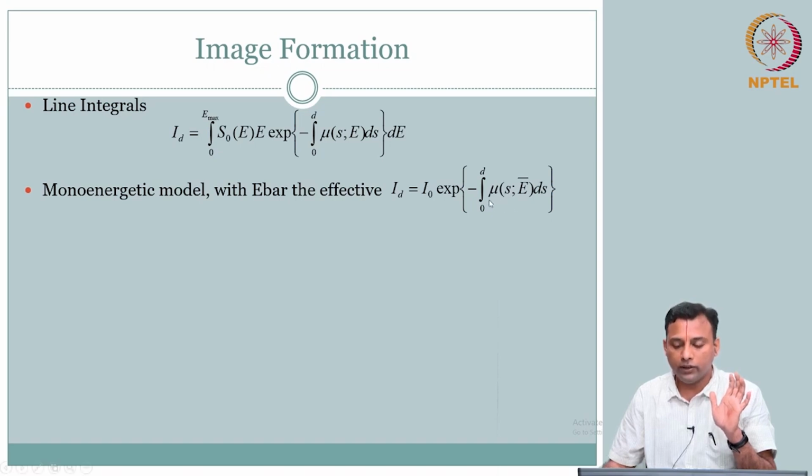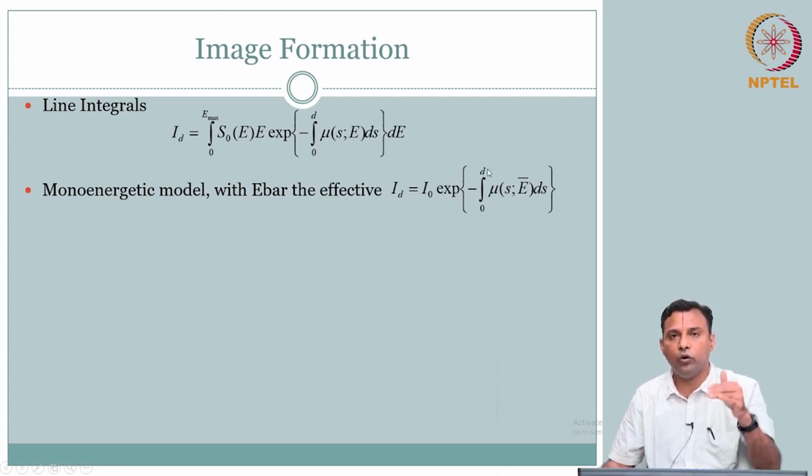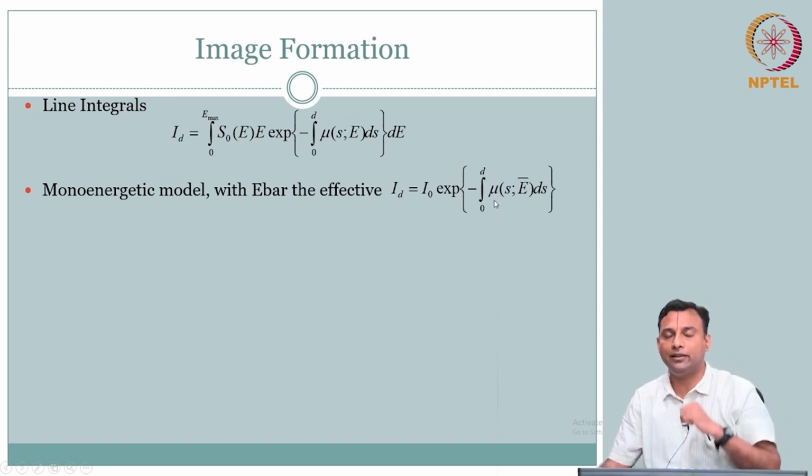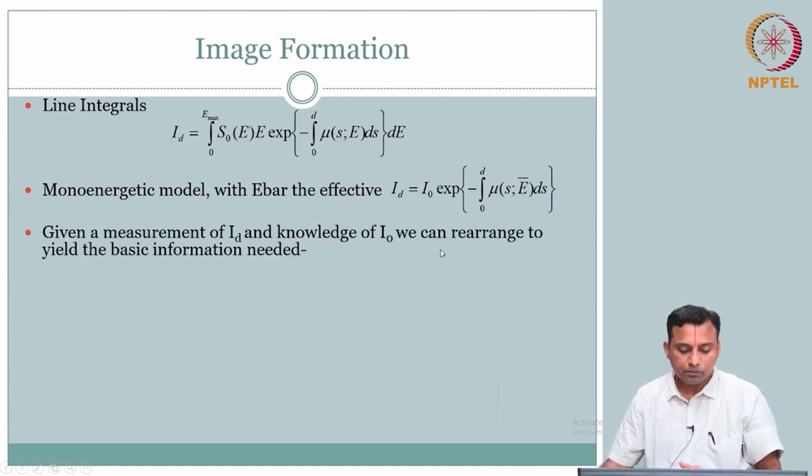What I don't know is this mu, which is the unknown. This d is not a big deal, right? I know what my path is. I know roughly the object size, so I can calculate d. That is not an issue. But I need to get this mu as a function of s, or the path length. So given a measurement of ID and knowledge about I naught, we can rearrange this so that we have minus natural logarithm of ID by I naught. So this is a known quantity.